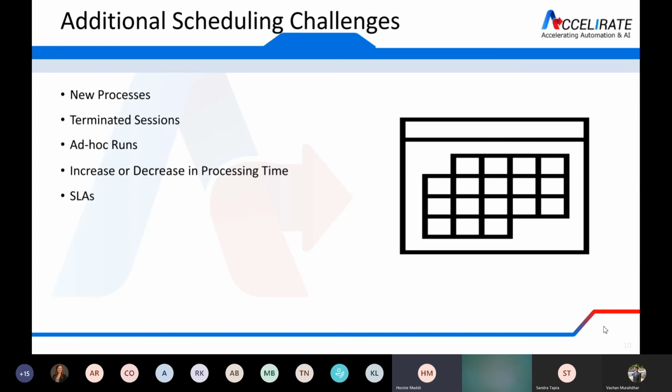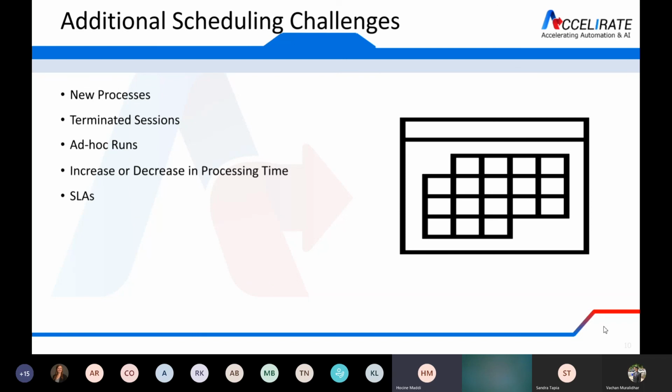So the first challenge is actually when you have a new process. Once you develop a new process and you push it to production, you have two options: whether you spin up a new resource, or you try to fit it within your existing resources.